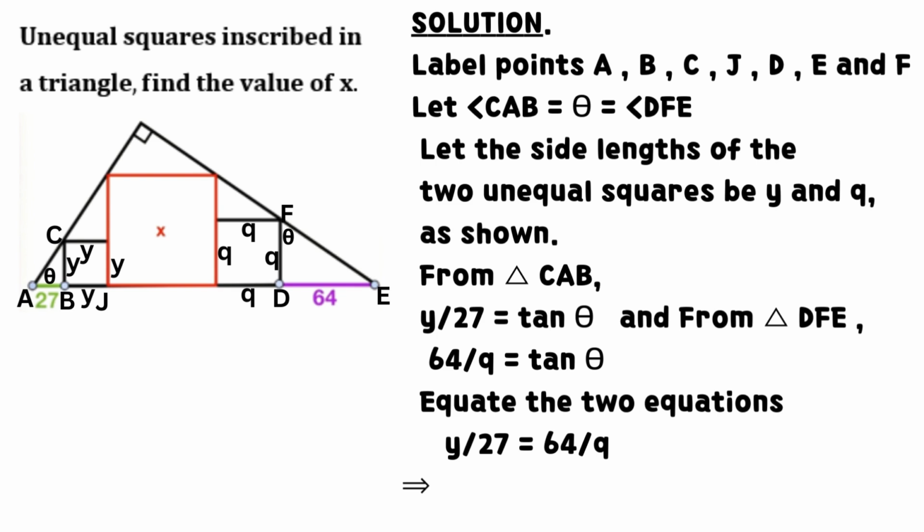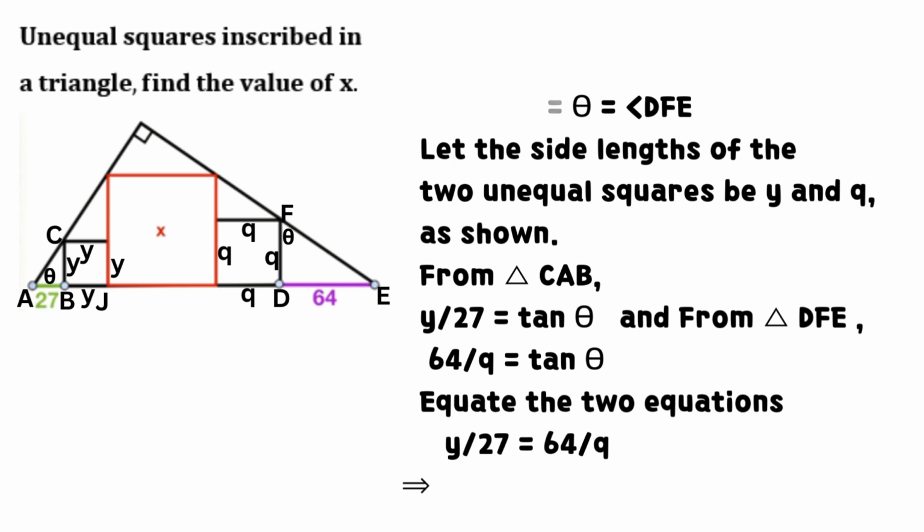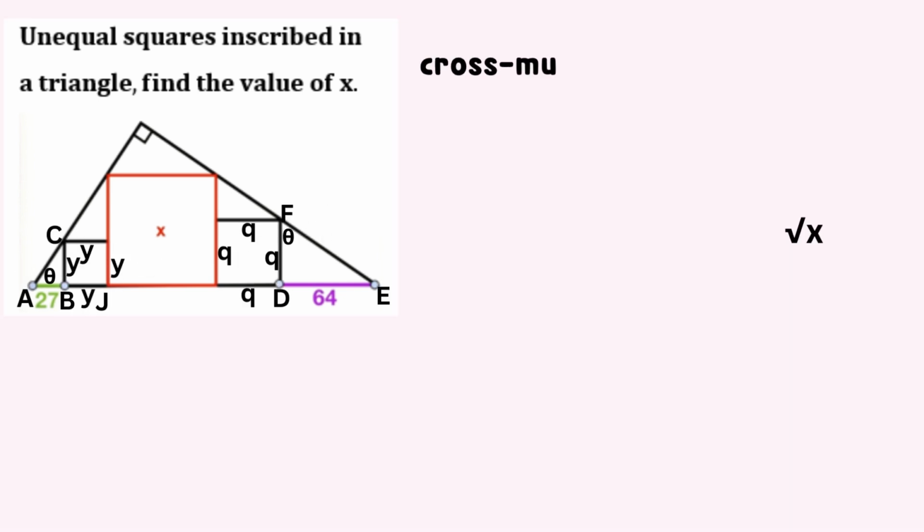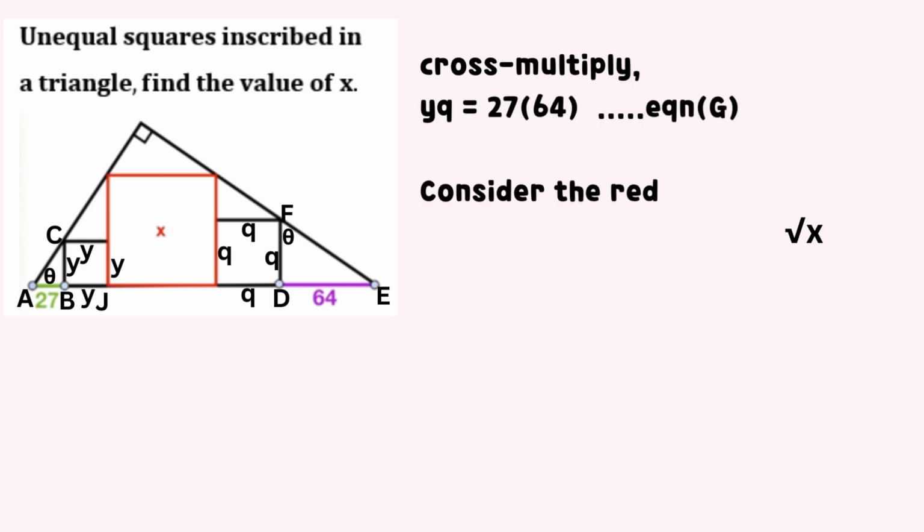Equate the two equations, so that y divided by 27 equals 64 divided by q. Cross multiply and we have that y times q equals 27 times 64. We call it equation G.